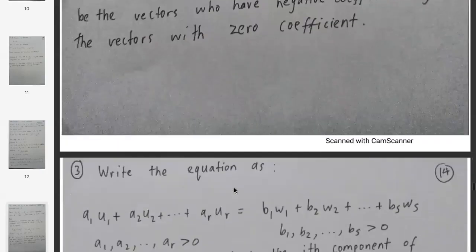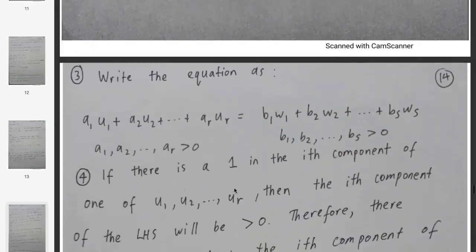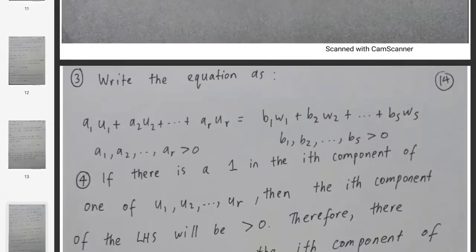And now we write this linear dependence equation as a1 u1 plus a2 u2 plus ... plus ar ur equal to b1 w1 plus b2 w2 plus ... plus bs ws. I've used these a_i because they are actually some of the alpha_i, but we don't know which ones, so I've just used other variables to denote that. And we know that a1, a2, ..., ar are greater than 0. And since we took the negative coefficients to the right hand side, they have also become positive.